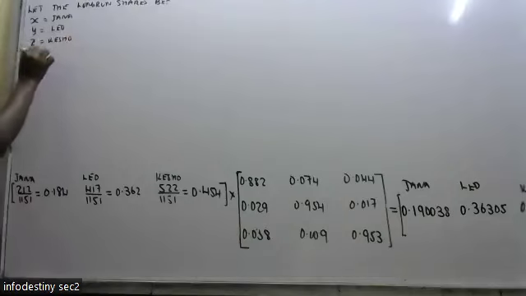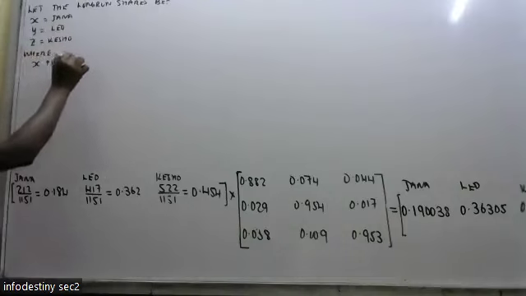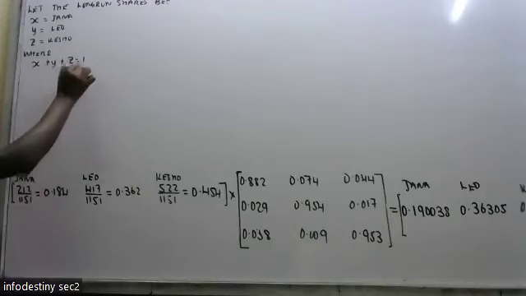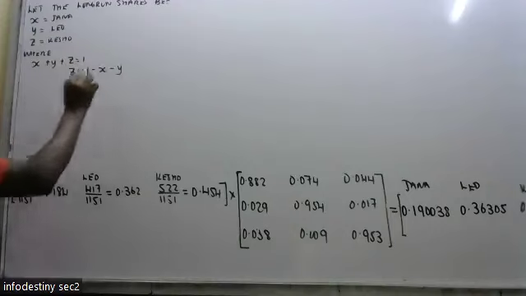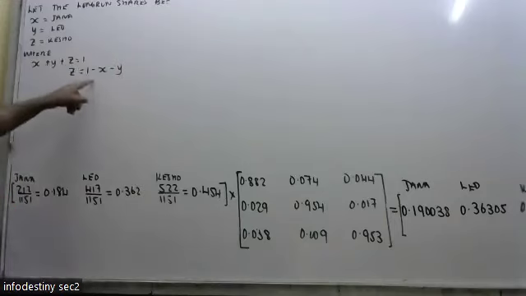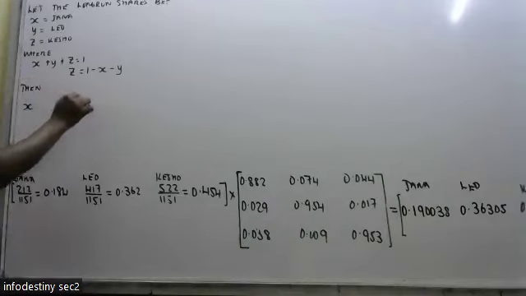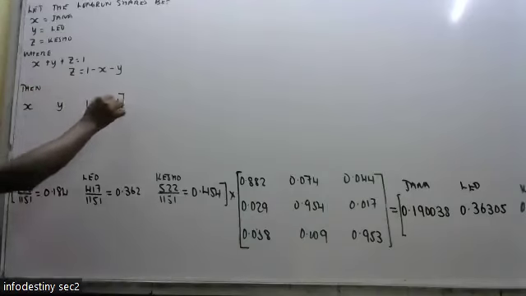where X plus Y plus Z is equal to 1, and Z is equal to 1 minus X minus Y. Now, the reason why we do this is to minimize the work to be done, so that instead of dealing with 3 equations, we just deal with 2. Okay, then we are going to have X, Y, then 1 minus X minus Y.